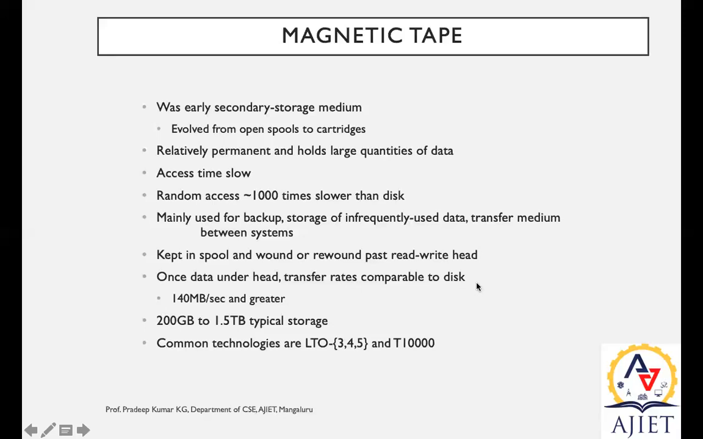transfer rates are comparable to disk, that is 140 MB per second and greater. So if everything is ready, the transfer rates are comparable to disk at 140 MB per second. Typically up to 1.5 TB of storage can be stored, starting from 200 GB. So that is the strength of magnetic tape. The common technologies used to deal with magnetic tapes are LTO-3, 4, 5 and T10000.